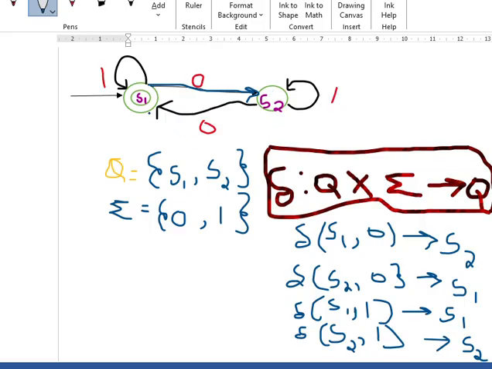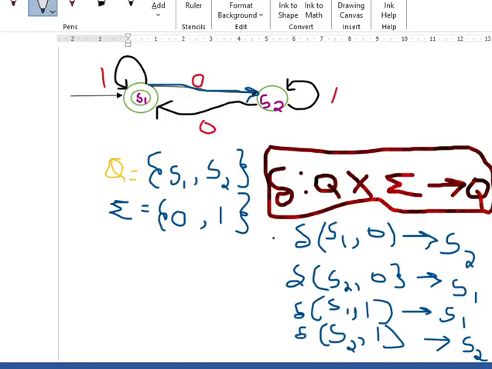So from S2 to S1 we have the input symbol 0. Similarly, as mentioned here, S1 to S1 is 1. Similarly, S2 to S2 is 1. In this way we will be representing this delta.